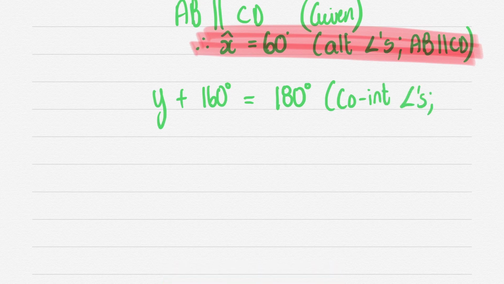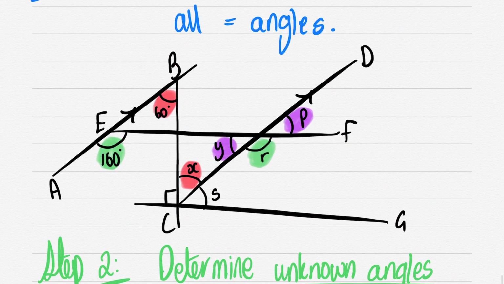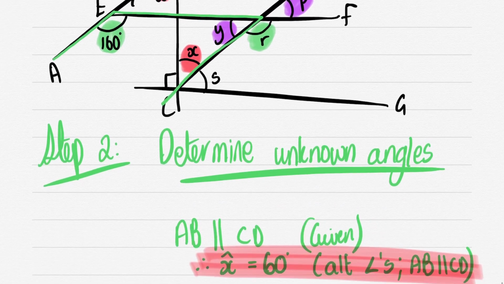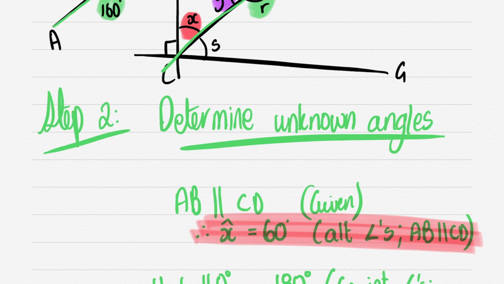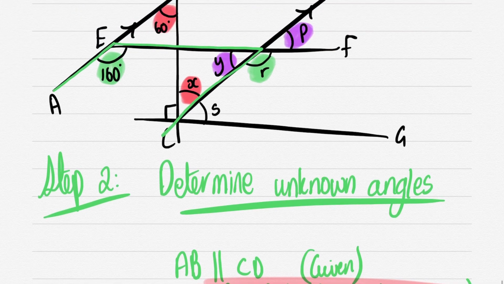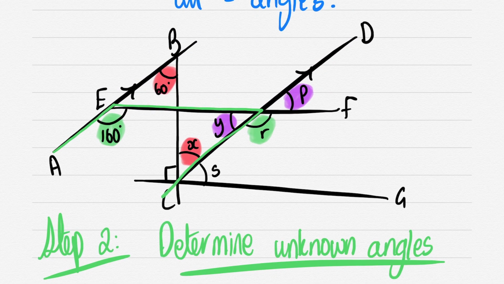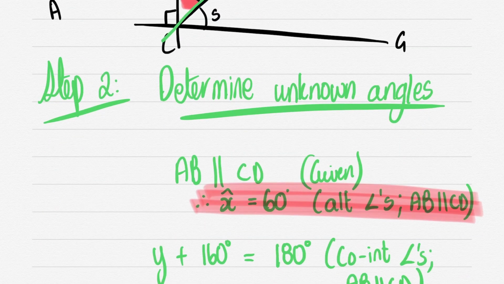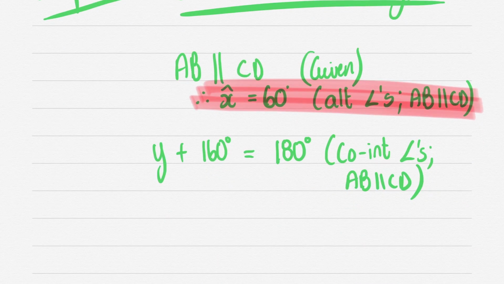So co-interior angles, because AB is parallel to the line CD. This is the structure in which you should write your answers. So AB parallel to CD, the straight lines, the straight angle would be 160. And if you look at co-interiors, you would say y is equal to 20 degrees, purely because of co-interior angles, which is formed by the U. If you look at the previous video, you'll understand what I mean.